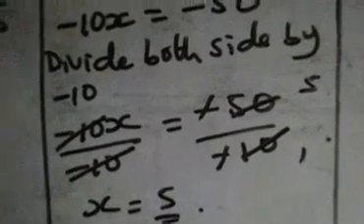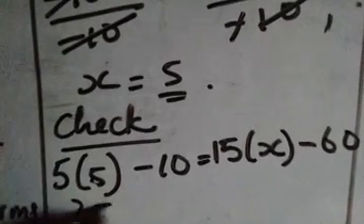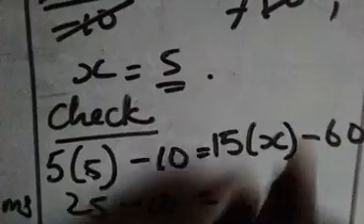Let's check if we are correct or not. Put 5 here, minus 10 equals to 15. Put 5 here, minus 60. Okay, 5 times 5 will give us 25. Minus 10 equals to 5 times, this is supposed to be 5.